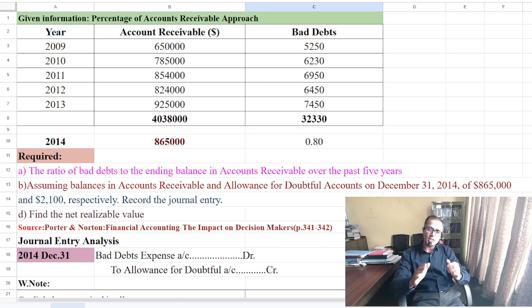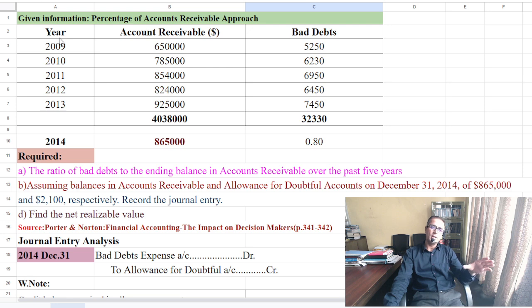Now this question is particularly about the percentage of receivable approach, and I am taking these questions from Porter Norton, Financial Accounting, the Impact on Decision Makers. On pages 341 to 342 you will find it wonderfully illustrated by the authors, and I try to simplify the whole process of solving this question, friends. Based on this background, let's move to the given information.